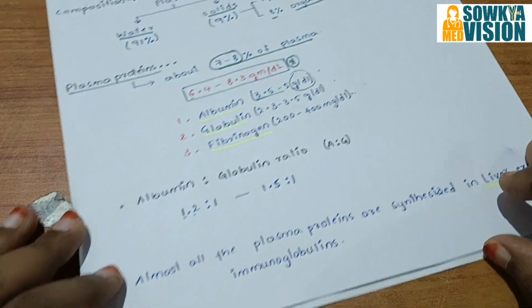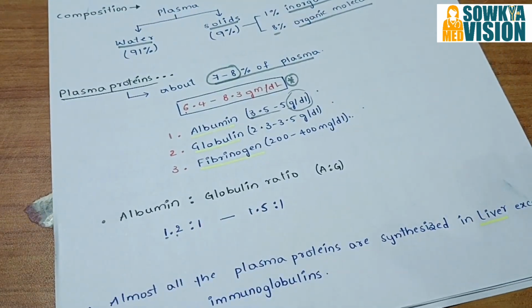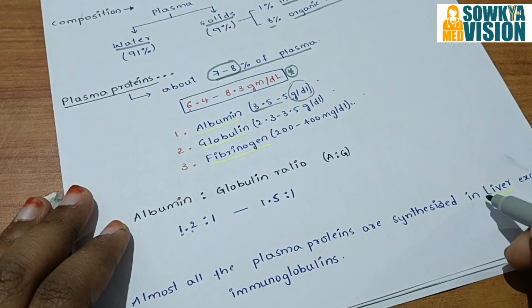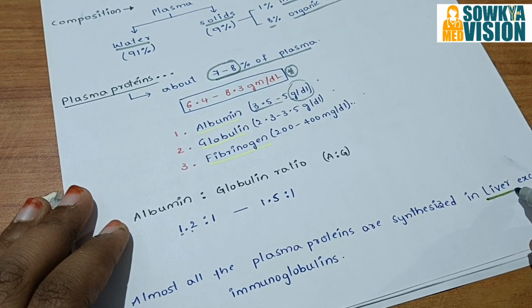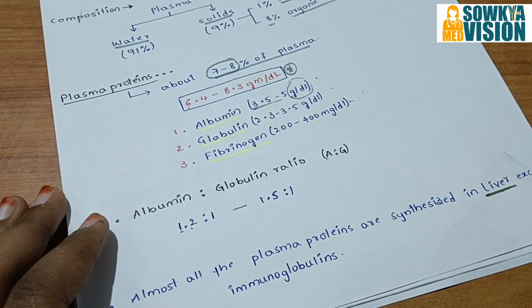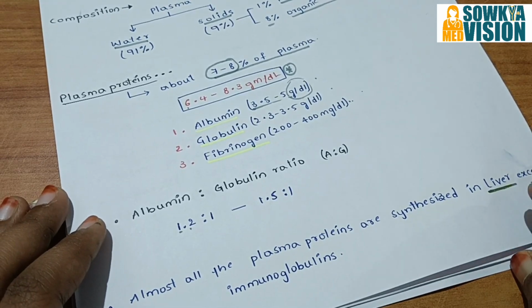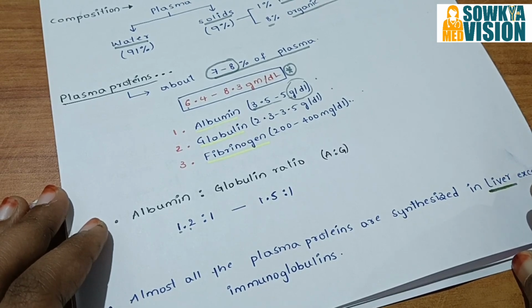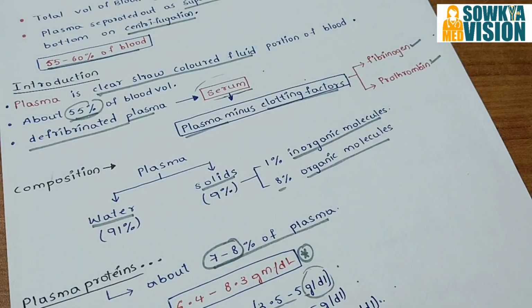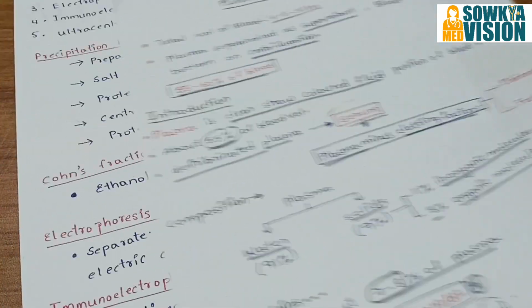Now, where are plasma proteins synthesized? Almost all plasma proteins are synthesized in the liver except immunoglobulin. Immunoglobulins are a type of globulin which are involved in immunity. So almost all plasma proteins are synthesized in the liver.